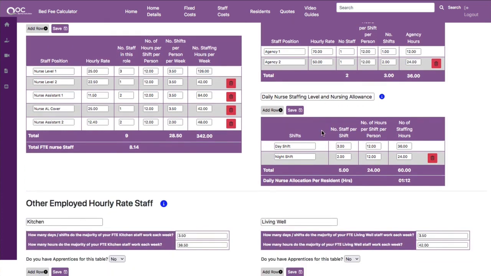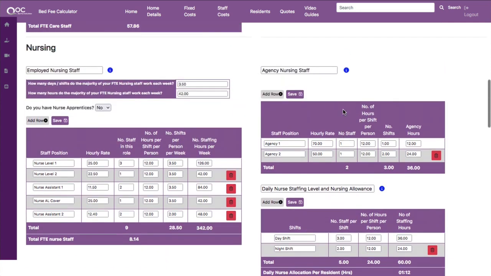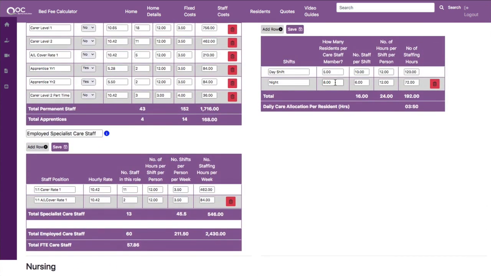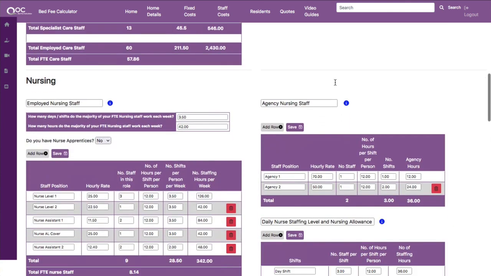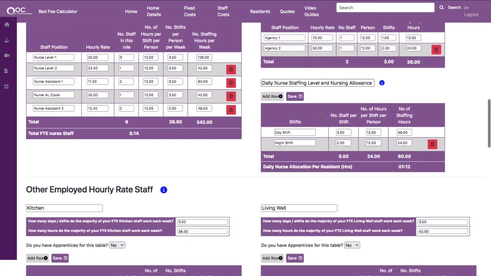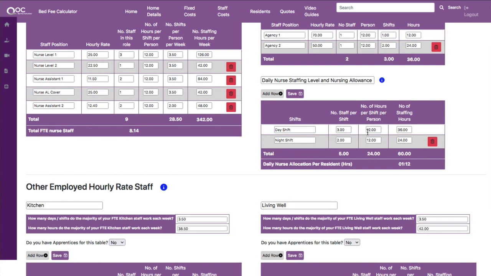Nurse staffing levels and nursing allowance. Now, unlike the care staff where we put in number of residents per care staff member as a ratio, we don't do that for the nurses. We simply say how many nurses on shift and the hours on shift, and hence the total staffing hours in the 24-hour period. And in this case, that means that in a 24-hour period, each resident is entitled to 1 hour, 12 minutes of nursing.